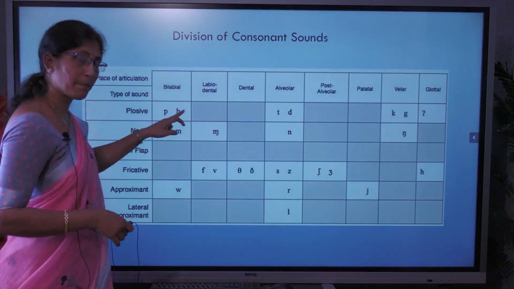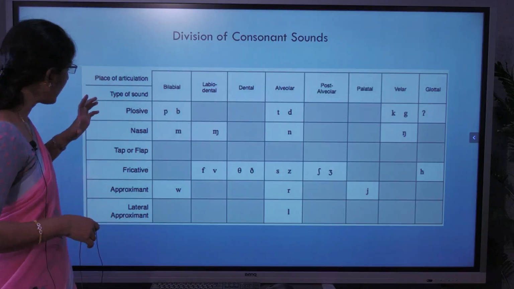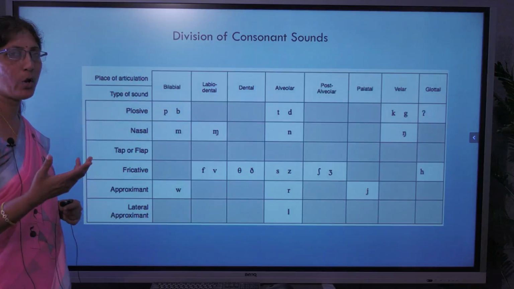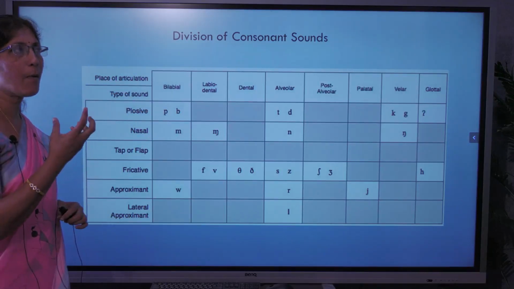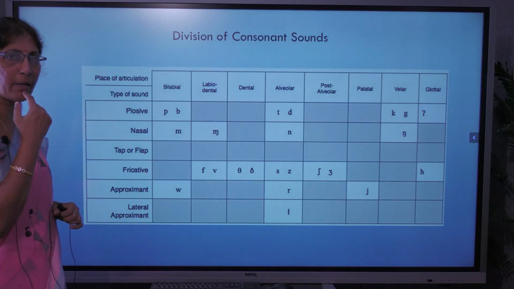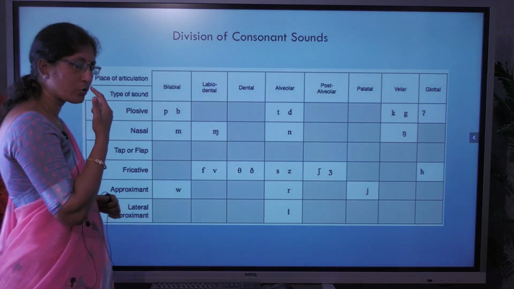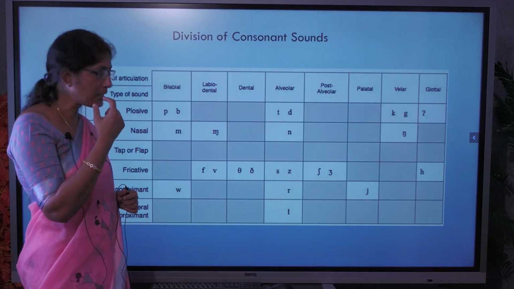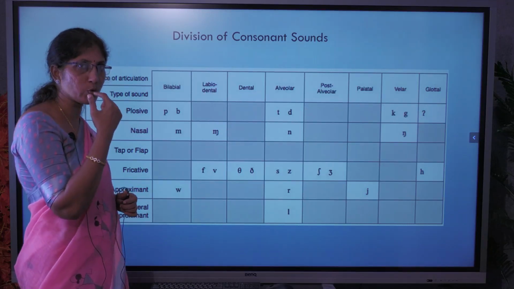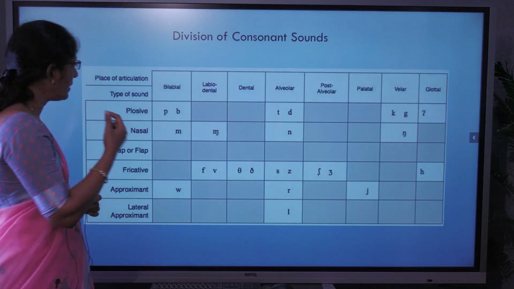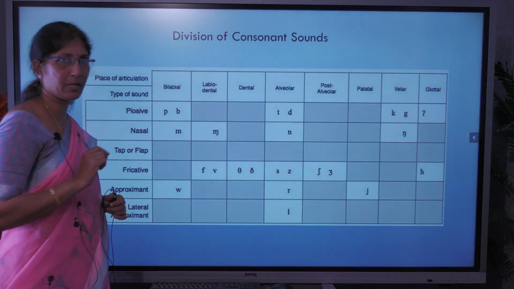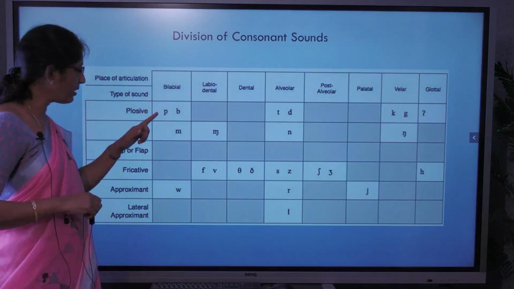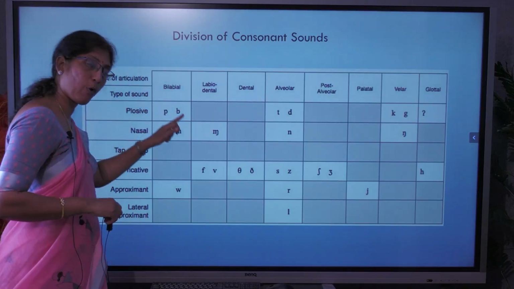Take P, B. If you take place of articulation, bilabial. You know, labio means lip. Bilabial, that means bi means 2. Here we use 2 lips. That means the air is obstructed using these 2 lips. That's why these sounds are called bilabial sounds. And according to the manner of articulation, these sounds are called plosives.